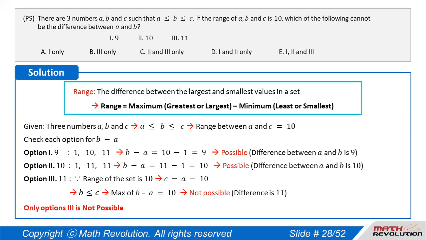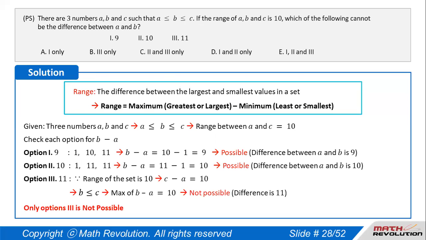But the third option, which says B minus A could be 11. If B minus A is 11, then C minus A would be greater than 11 because B is itself less than or equal to C. So if B minus A is 11, then C minus A has to be at least 11, because the range is already given as 10. So if the range is 10, how can B minus A be 11? So this is where we know that this is not possible.